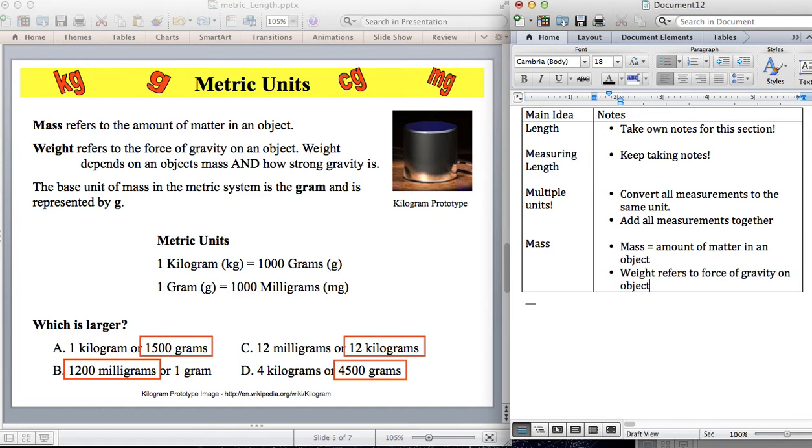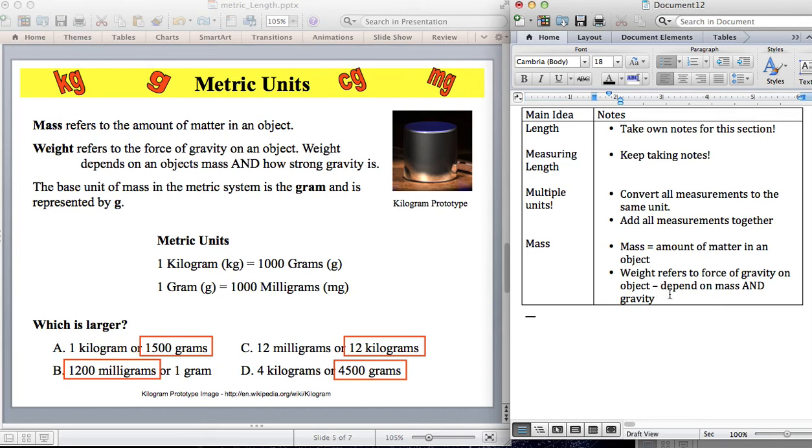And so for weight, it's going to depend on mass and the strength of gravity. Right? On Earth, gravity is the same everywhere, so we can kind of use these terms interchangeably. But in outer space or on other planets, there are different amounts of gravity. So your mass would stay the same, the amount of matter in you doesn't change, but your weight would change because the force of gravity would change.